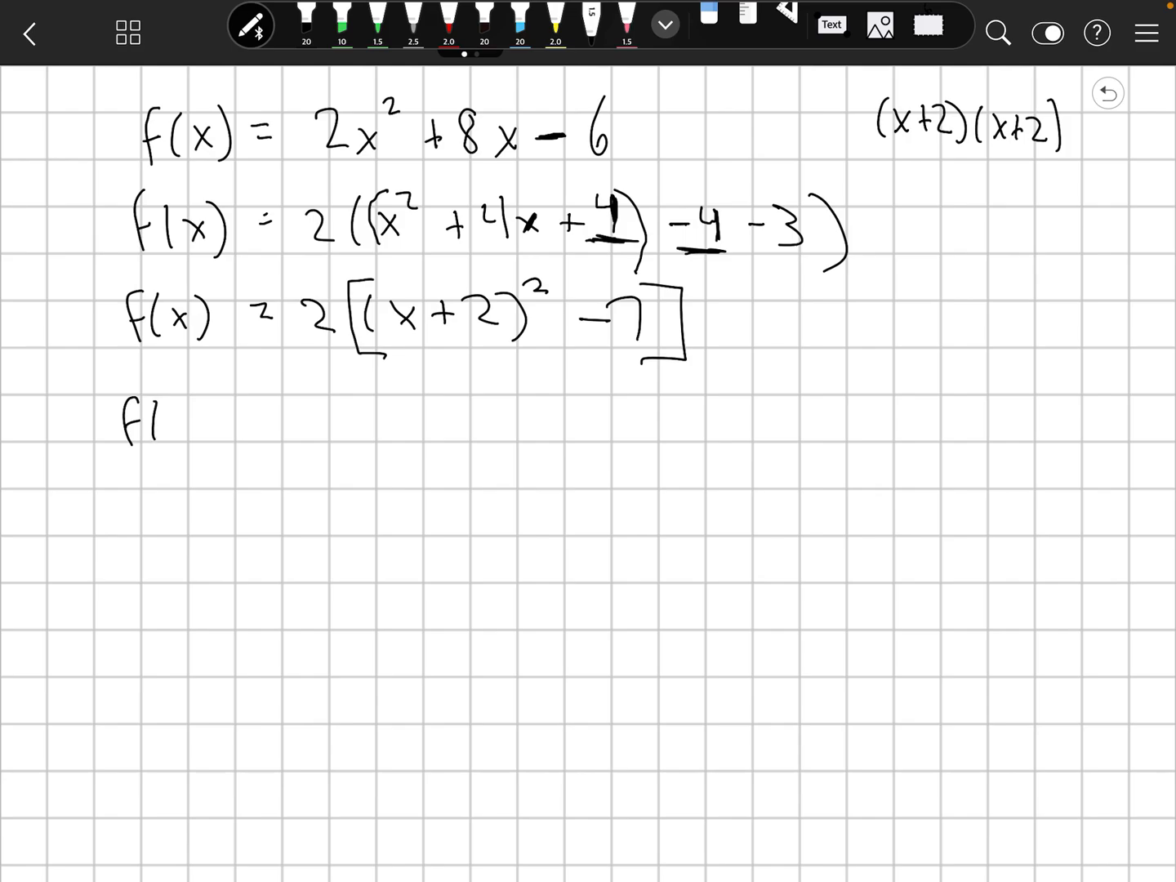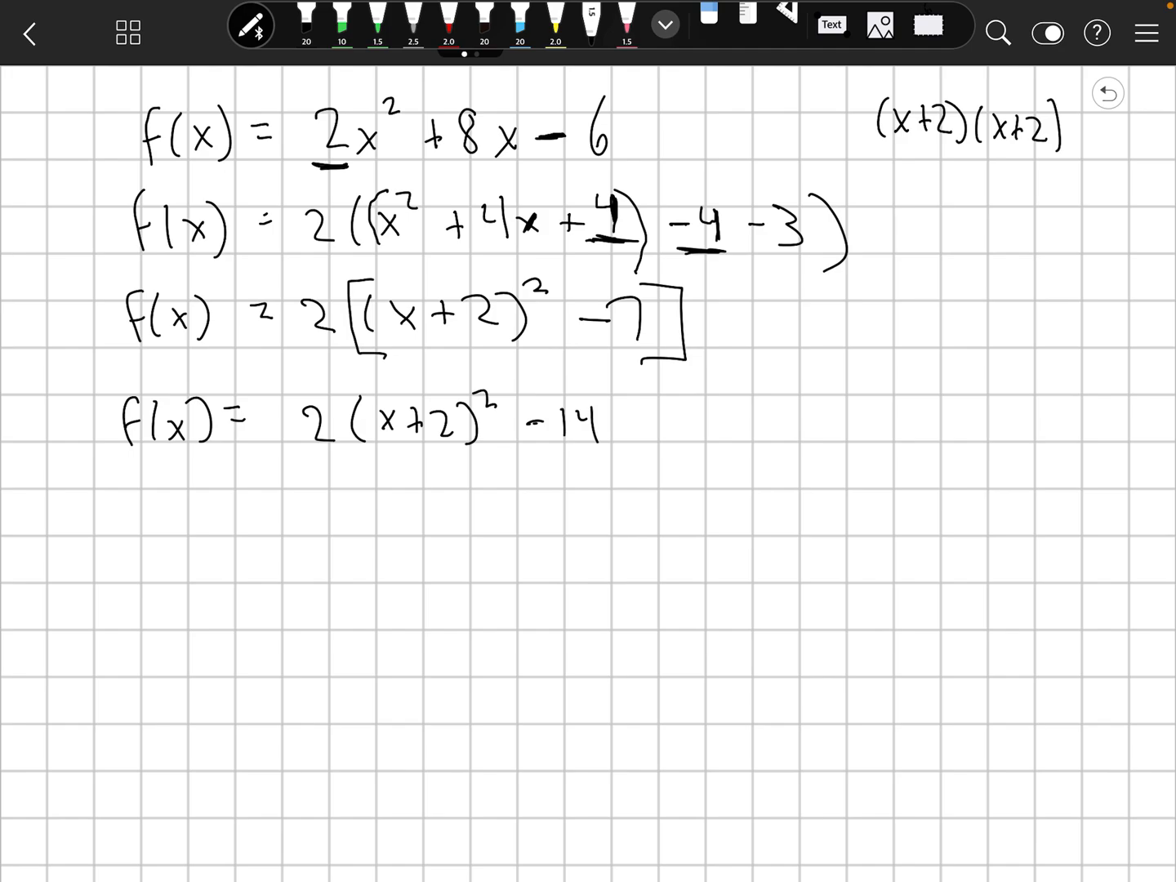Okay, next step, f of x equals 2. So we still have a stretch of 2, a narrow parabola is what that provides us, because whatever x increases is going to be doubled, and so it's a narrow parabola. Okay, so we've got 2 times x plus 2 squared, and then 2 times negative 7 is minus 14. And there we have it.